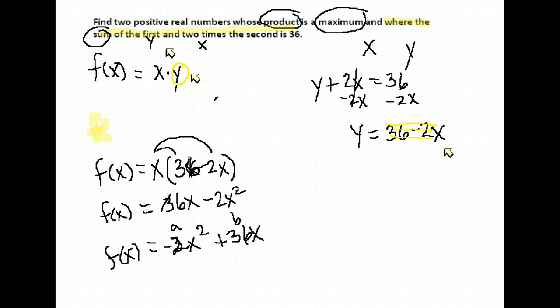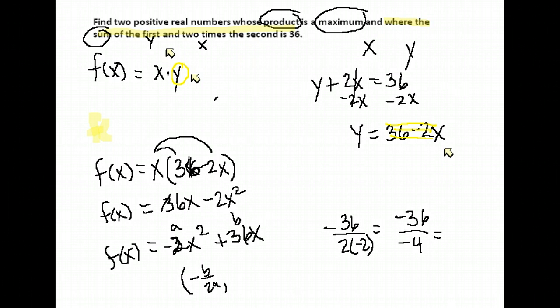So to find our vertex, or our maximum, we do negative b over 2a. In this case, that would be negative 36 over 2 times negative 2 for our a. Gives us negative 36 divided by negative 4, and then all we have to do is find 36 divided by 4. So the x value of our vertex is 9. So I know that x is equal to 9 will be the maximum here.